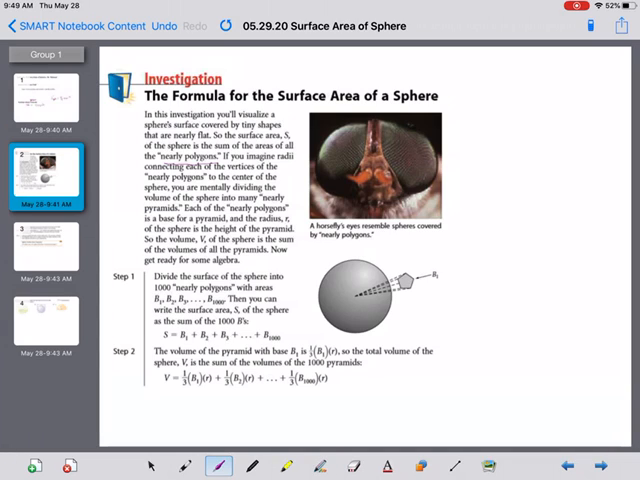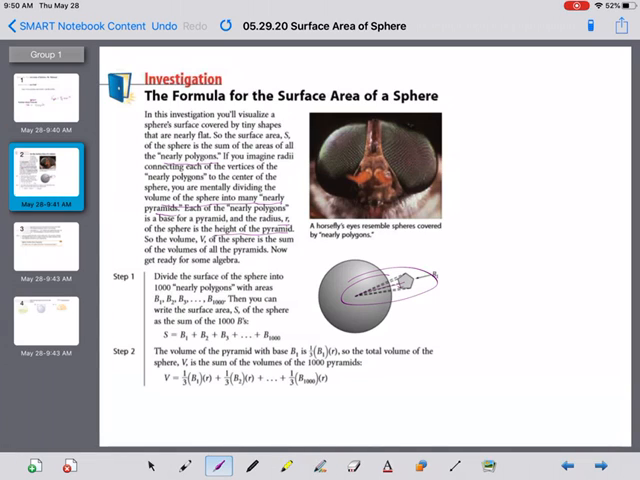If you imagine radii connecting each of the vertices of the polygons to the center of the sphere, you are mentally dividing the volume of the sphere into many nearly pyramids. Each of the nearly polygons is the base of the pyramid, and the radius r is the height of the pyramid. So this picture kind of shows that. So the radius becomes the height of that nearly pyramid. So the volume of the sphere is the sum of the volumes of all the pyramids.